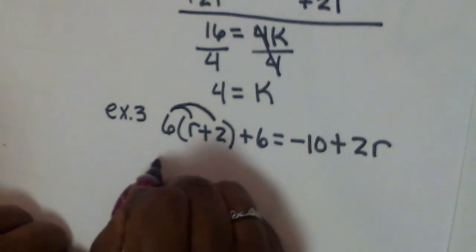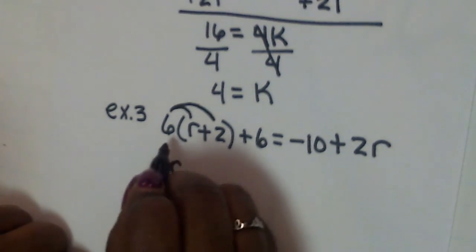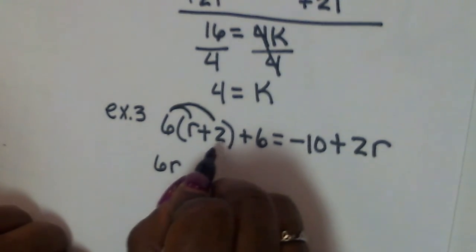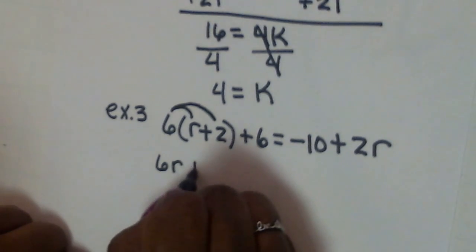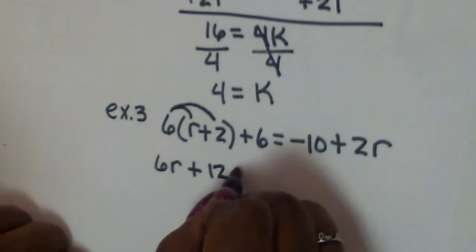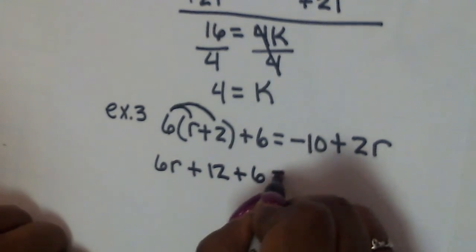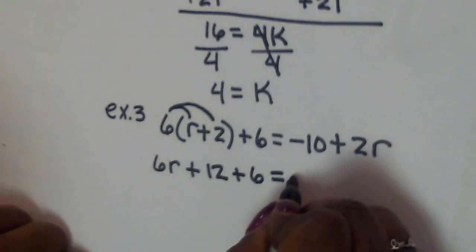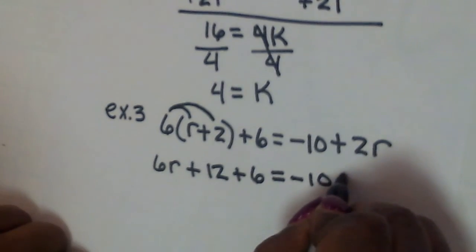6 times r is 6r, and 6 times 2 is 12. So I'm going to keep my plus sign and write 12. Now we didn't do anything to this, so we'll just bring it down. And we didn't do anything to this side, so we'll bring that down too.